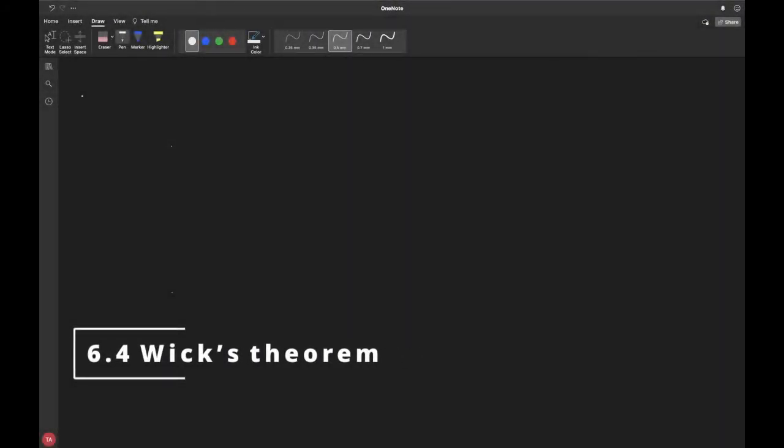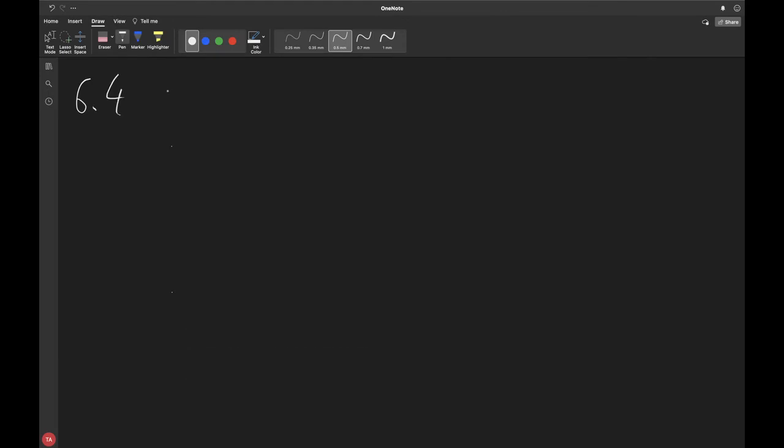Next topic to discuss is the Wick theorem. 6.4 is Wick's theorem.